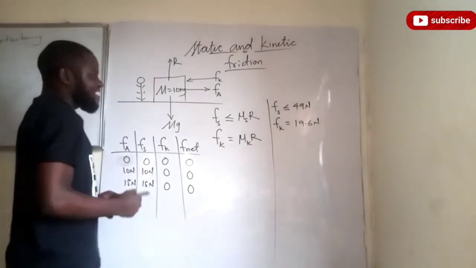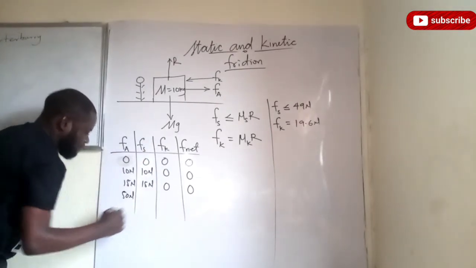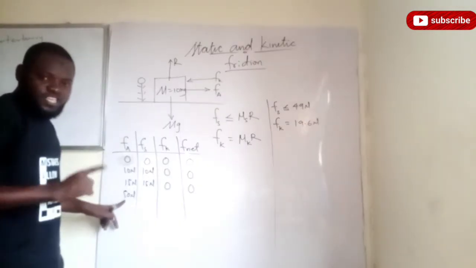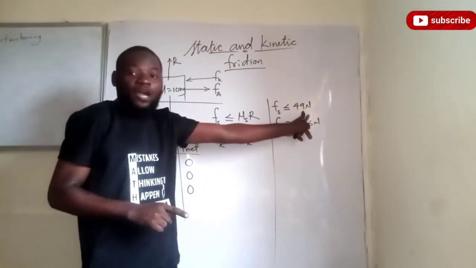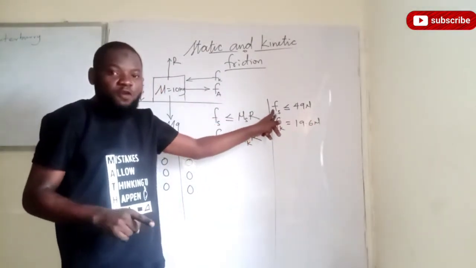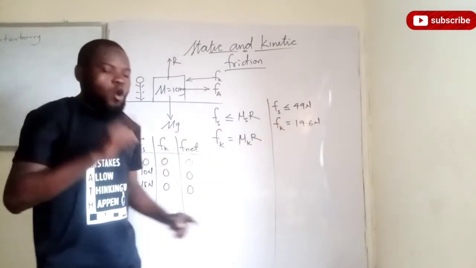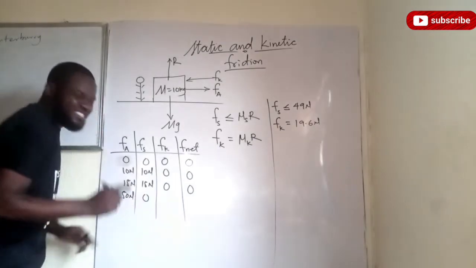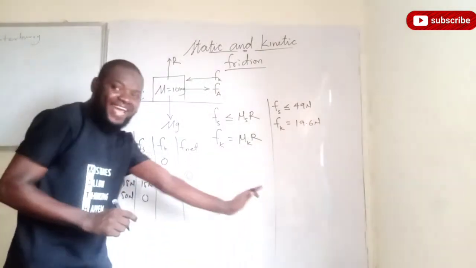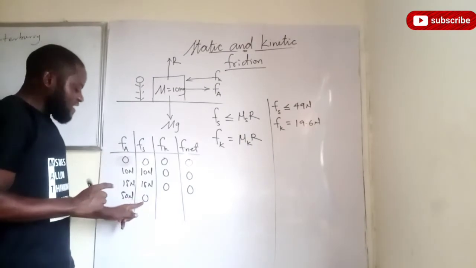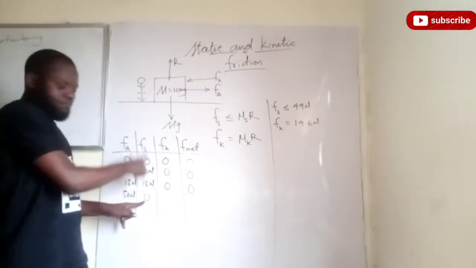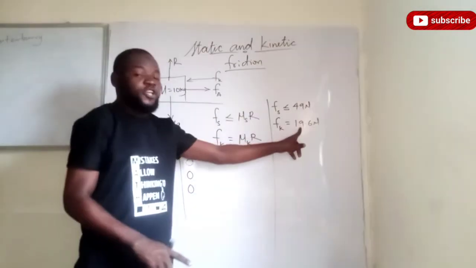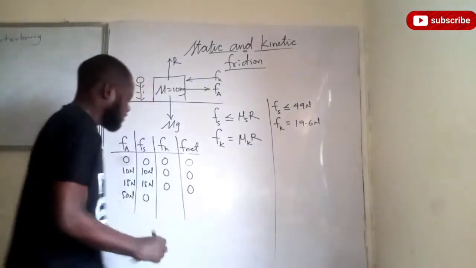Okay? Now, let us increase the force to 50 Newton. By the time the force increased to 50 Newton, this 50 Newton is greater than 45 Newton, which is the maximum static frictional force. Thus, the static frictional force becomes 0, simply because the body has started moving. As the body starts moving, the static friction becomes 0. Then what will be our kinetic friction? Our kinetic friction is going to be 19.6 Newton.